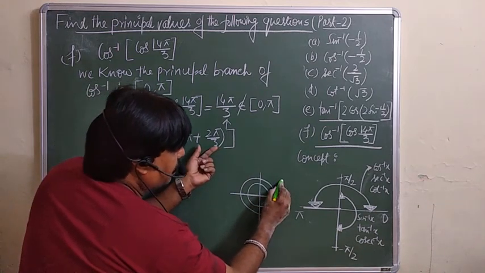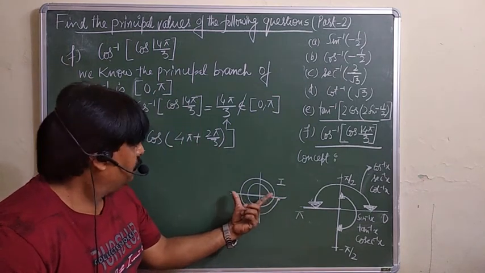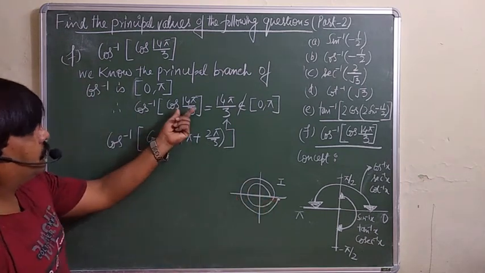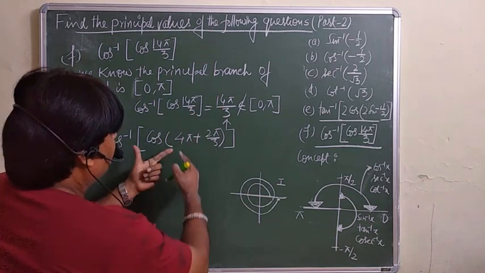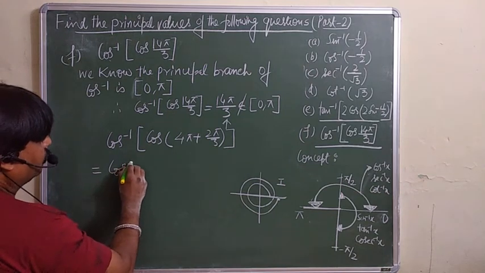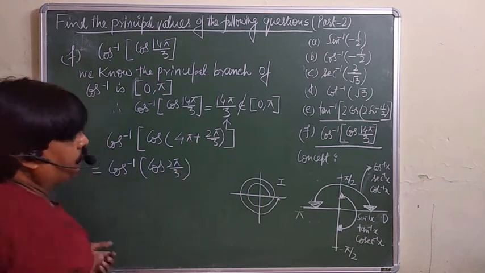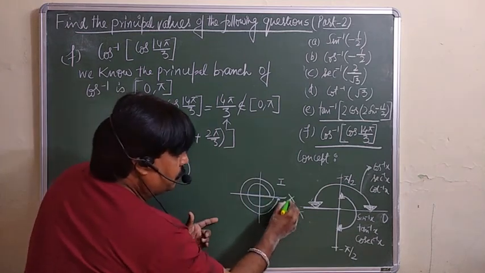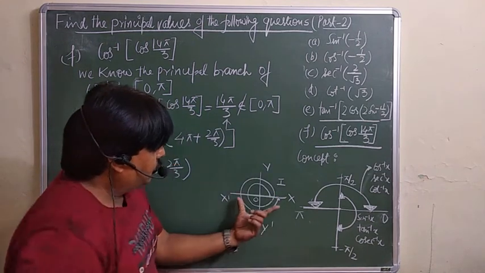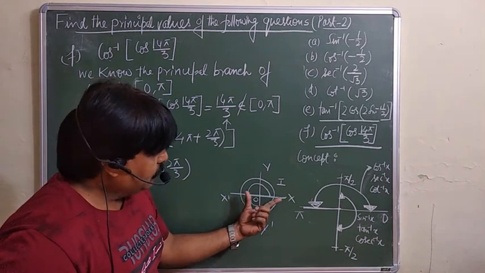Plus we are doing. It means ultimately we are coming in the first quadrant. On this line, cos will remain the cos and sine will remain the sine. Because this can be written in this way. So cos inverse cos 14 pi by 3 is equal to cos inverse cos 2 pi by 3. Here you already know, you read in the 11th class, that on this horizontal line sine, cos, tan, sec, cosec remain the same.